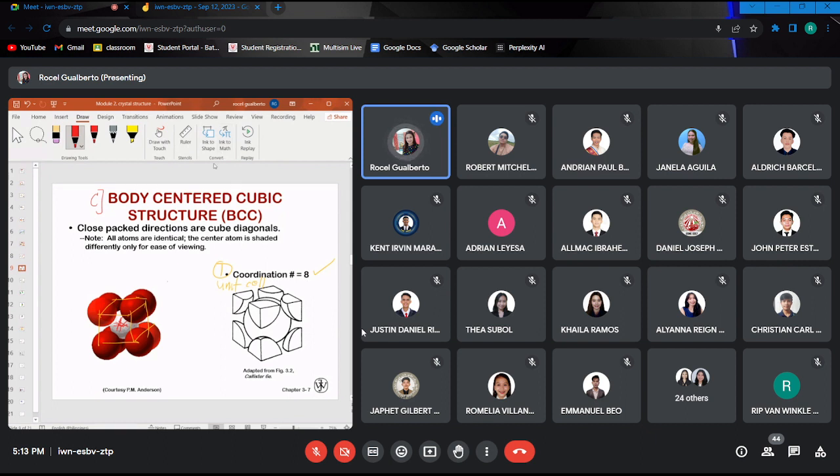Ari po, mas kita po dito. Ito po, nasa gitna siya. Yan, kita-kita naman po, 4 yung nasa taas, 4 nasa ibaba. Yan, okay? Kaya po yan ay 8. Okay? The second one is the atoms, number of atoms per unit cell.